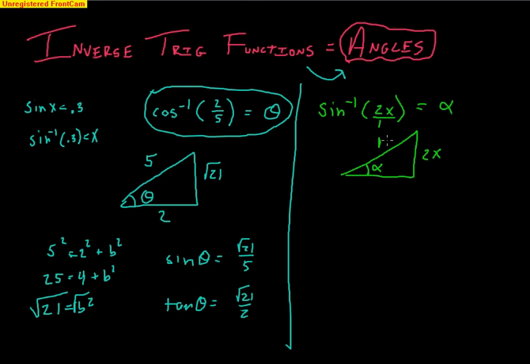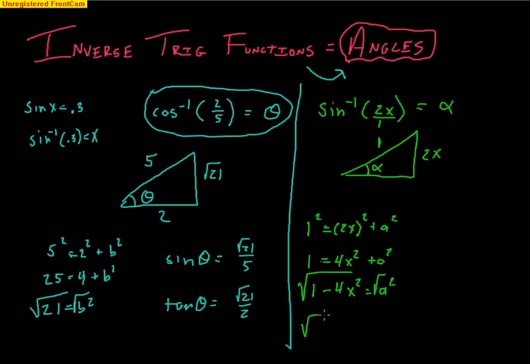So now I could actually go ahead and find the missing side here. So I know that 1 squared equals 2x squared plus a squared. Call this missing side here a. So that's 1 equals 4x squared plus a squared. So let me subtract that 4x squared over. I'm trying to solve for a squared, remember? And I could square root. So I get that the square root of 1 minus 4x squared, there's nothing you can do with that. It's just going to have to stay as ugly as it is. So this missing side right here is the square root of 1 minus 4x squared.